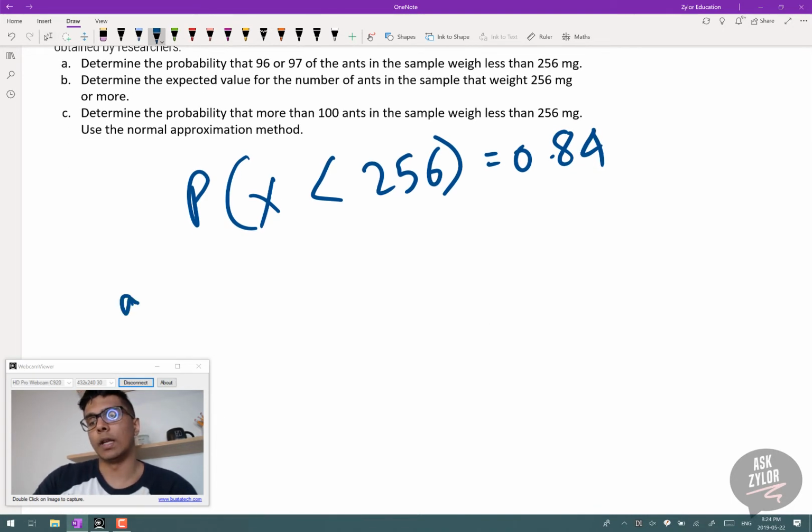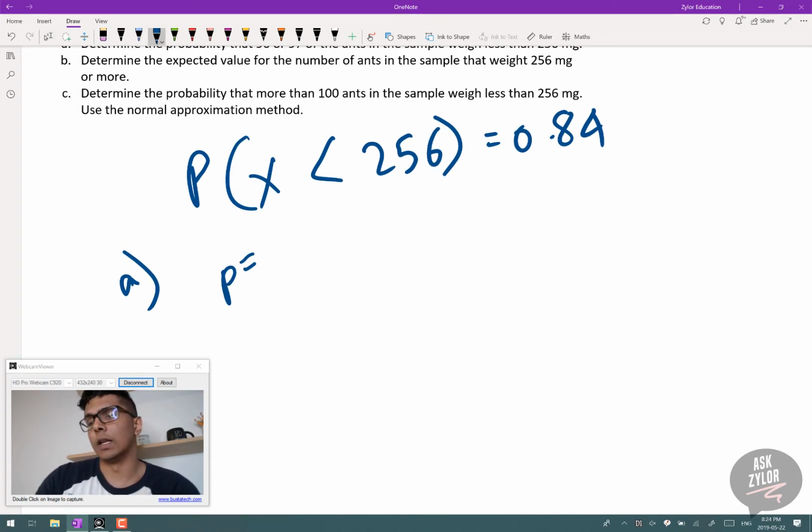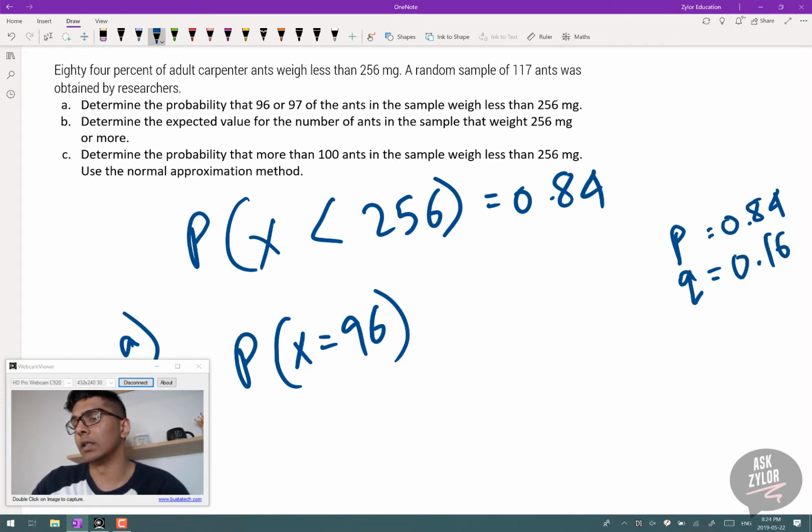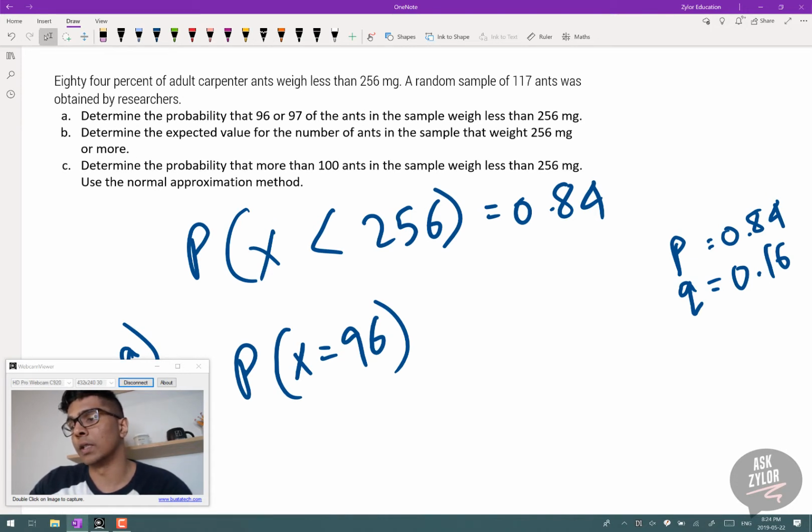So question A is asking me, what's the probability that I have exactly 96 ants that are less than 256, and then 97 ants that are less than 256, right? So I have a probability of success and a probability of failure. My probability of success right now is 0.84. My probability of failure is 0.16. This is all still for the number of carpenter ants that weigh less than 256, right? And the total sample size is currently 117.